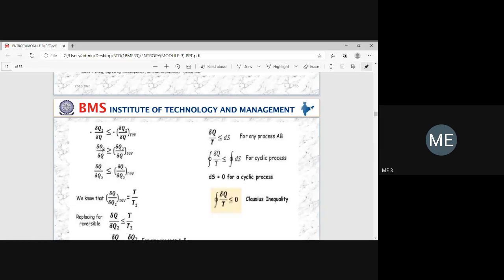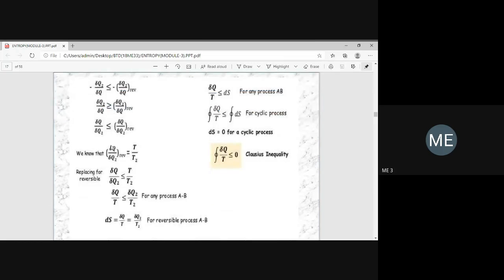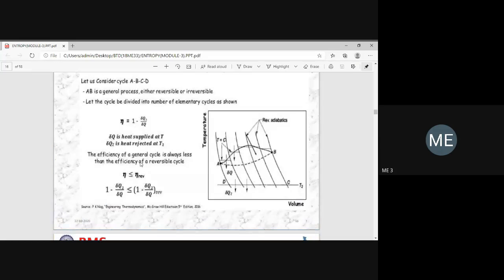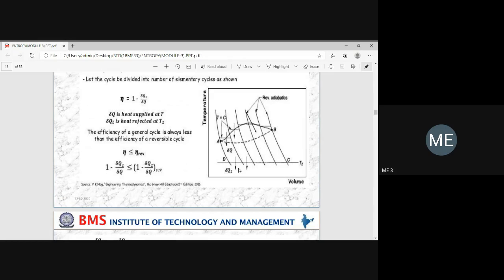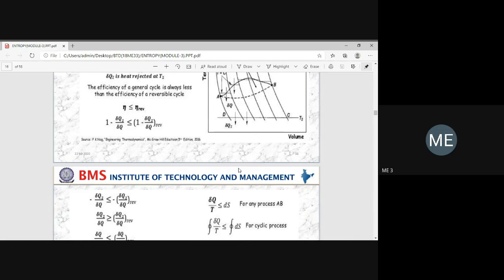So dq by dq2 is less than or equal to dq divided by dq2 reversible. But we know that whenever you consider a reversible cycle, dq divided by dq2 reversible is always equal to the temperature T divided by temperature T2. We consider T and T2 here in this cycle. T is the temperature at which heat is supplied during the isothermal process, and dq2 is the amount of heat rejected by the cycle at temperature T2. Okay, we consider temperatures T and T2.